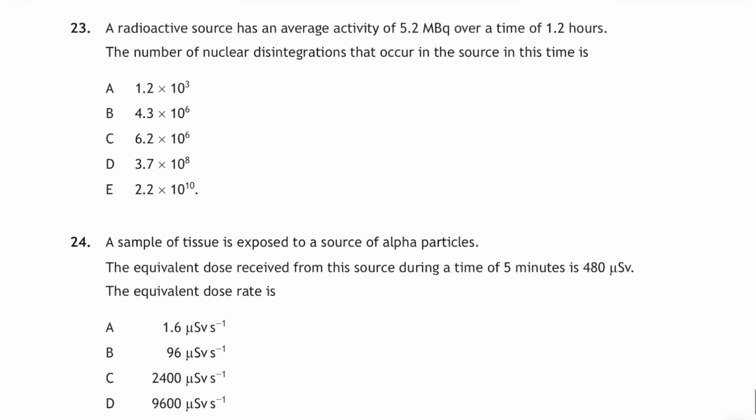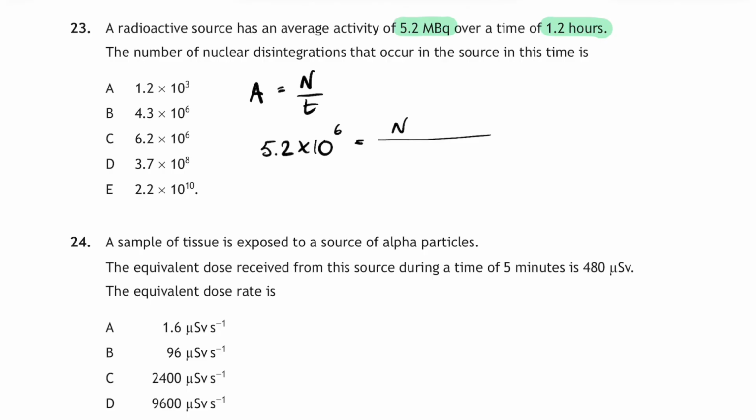Moving on, question 23. A radioactive source has an average activity of 5.2 megabecquerels over a time of 1.2 hours. And we have to work out the number of nuclear disintegrations or decays that occur in the source in this time. We're going to use the relationship A equals N over T. It's N we're looking for. So let's sub the numbers in that we've got. Activity is 5.2 times 10 to the 6. That's equal to N over a time of 1.2 hours.